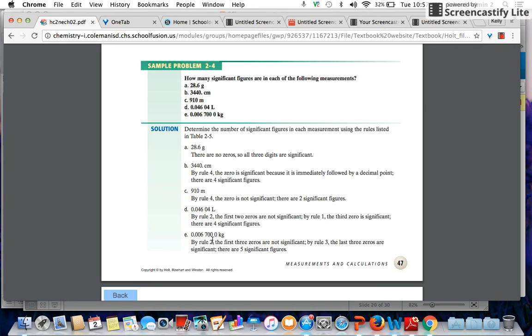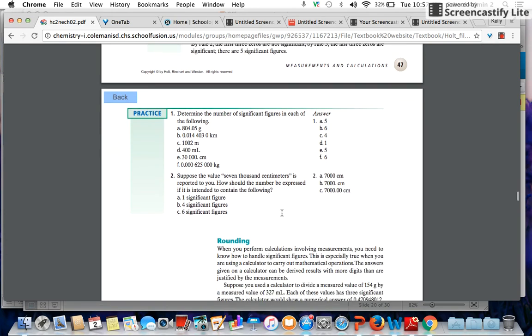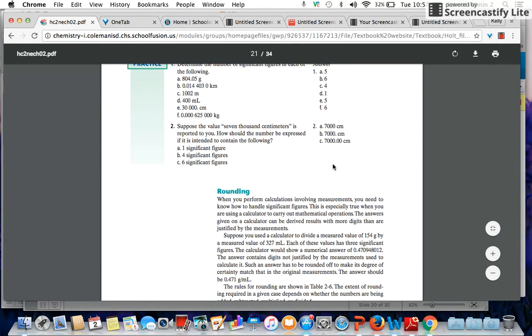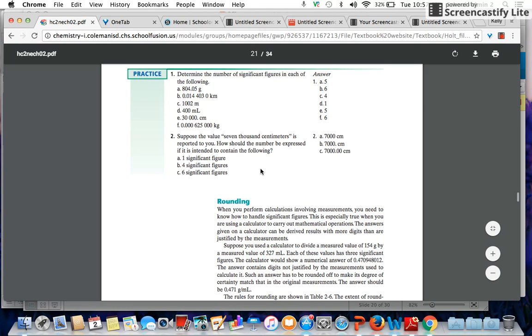All right, in your book, you can read through the solution again if you still don't understand, so make sure you review that. And then here's some more practice for you. I would cover this up and then try to solve that to make sure that you get it. All right.